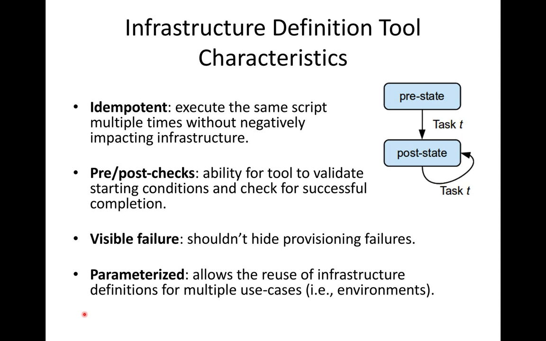Some of the characteristics of these infrastructure definition tools include the fact that they're generally idempotent, meaning that if you execute the same infrastructure definition script multiple times, you won't make any changes to your infrastructure. So you'll execute that infrastructure definition script and it might go out and create infrastructure for you. And if you were to execute it again without making any changes, then it essentially becomes a no-op. In other words, it won't do anything. It won't make any changes to your existing infrastructure because the script hasn't changed.